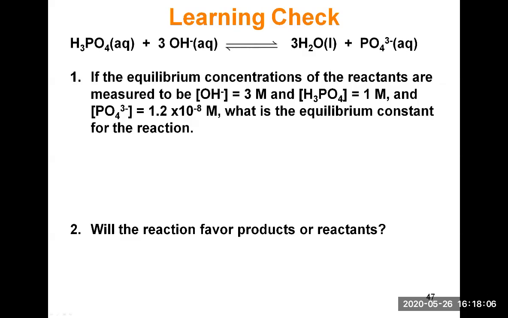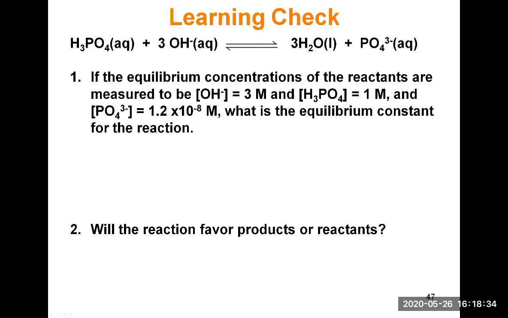Okay, so we have this equation. We are given the equilibrium concentrations of the reactant. They are OH minus 3 molar, the phosphoric acid 1 molar, and the phosphate ion has a concentration of 1.2 times 10 to the negative 8 molar. So what is the equilibrium constant for the reaction?